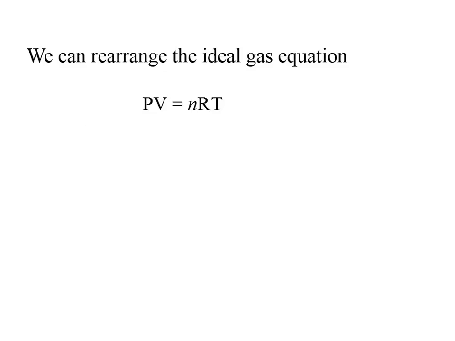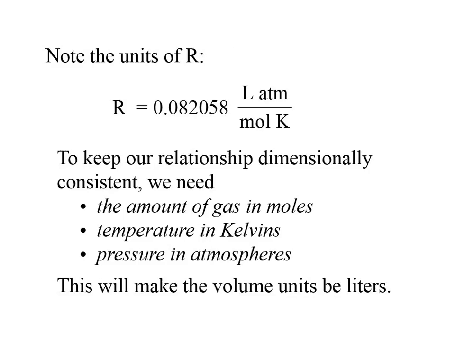So what I would usually do is rearrange carefully, solving for V. I divide both sides by P. That's what I would do. So now V is equal to nRT over P. Kind of set that aside. And the value of R is, I'm going to use that 0.082058 liters atmospheres per mole Kelvin.